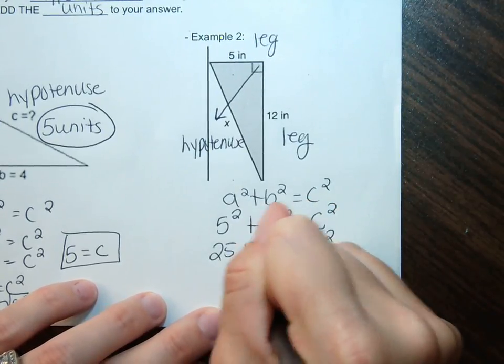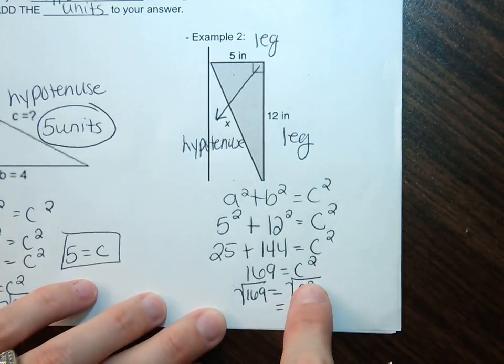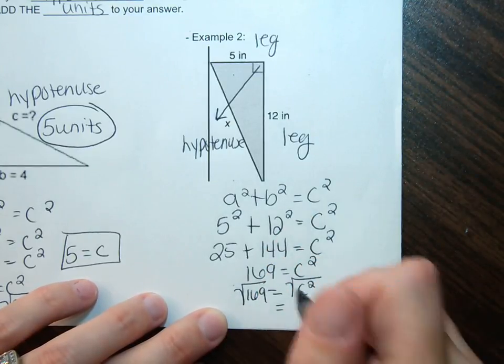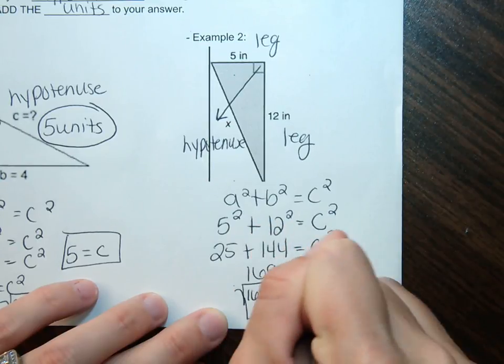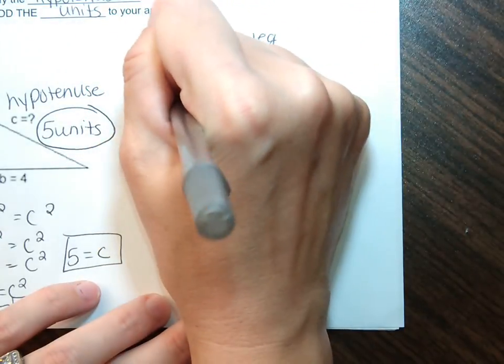We have to take the square root of both sides. The square root of C squared is C. Square root of 169 is 13. So we put our answer as 13 inches.